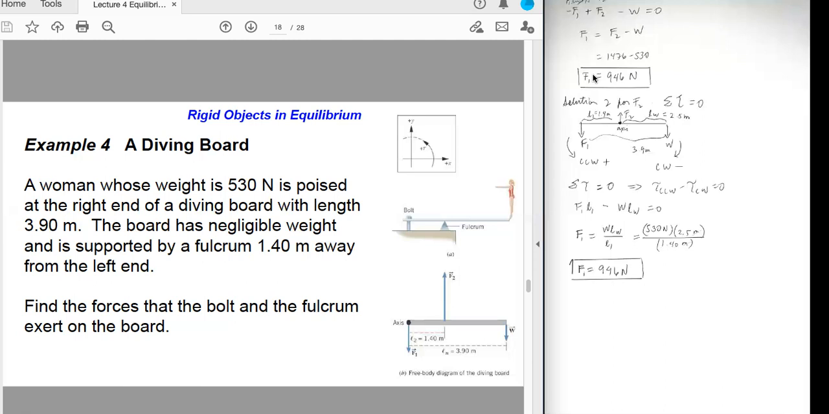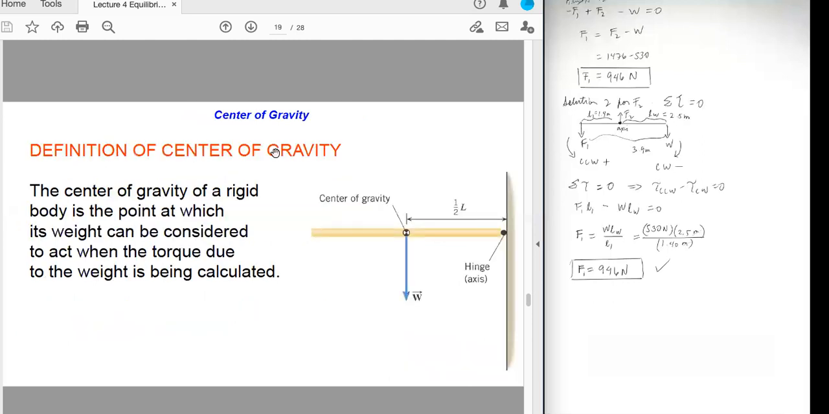So it is correct. Okay? If you have questions, please ask so they can be addressed in the synchronous session. Next is the definition of the center of gravity. The center of gravity of a rigid body is the point at which its weight can be considered to act when the torque due to the weight is being calculated. So that is the position in the object where you can represent its weight, or the axis of rotation.